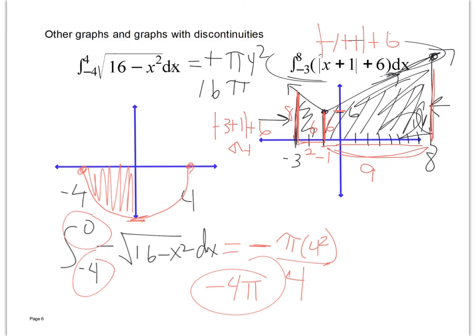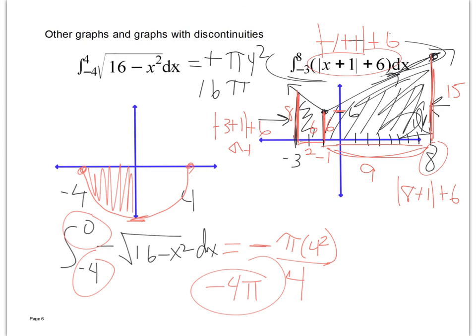Now this right here is the one that I find most students have the hardest time with because it's just way out there. It's way off the graph. But you can just calculate it. X is 8 there. Put it in your function. 8 plus 1, absolute value of that, plus 6. Looks like it's 15 to me. So that's how you can figure that out.